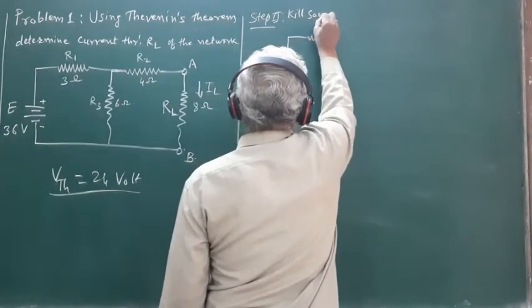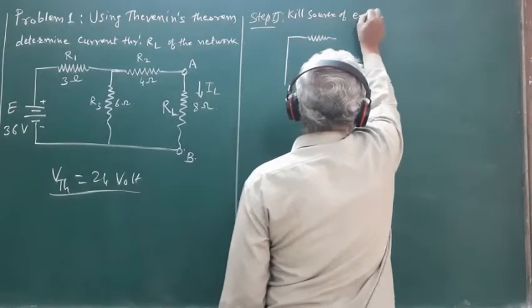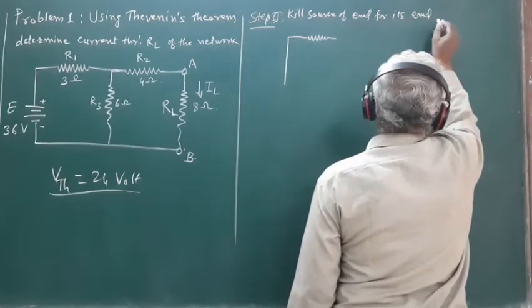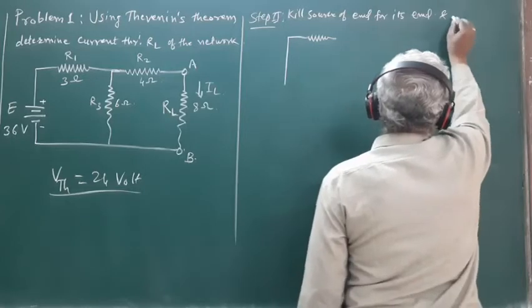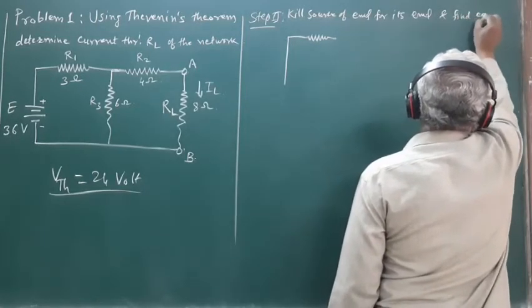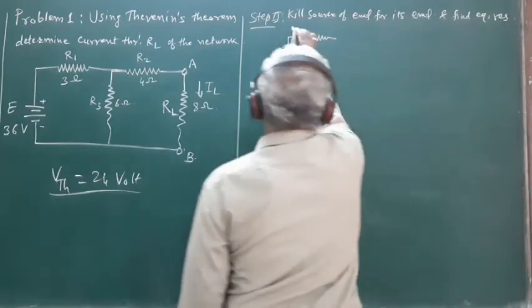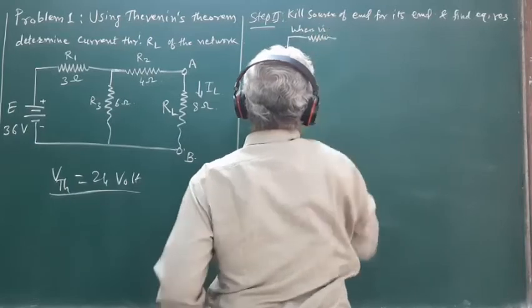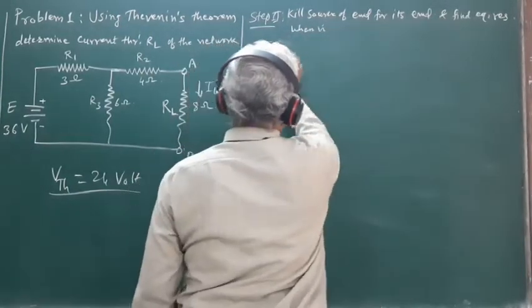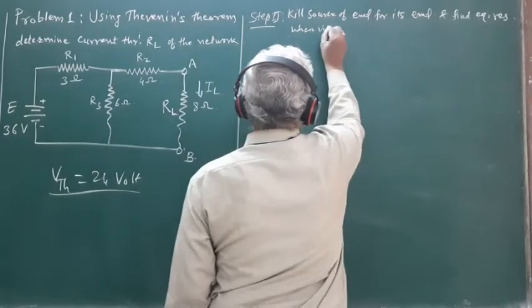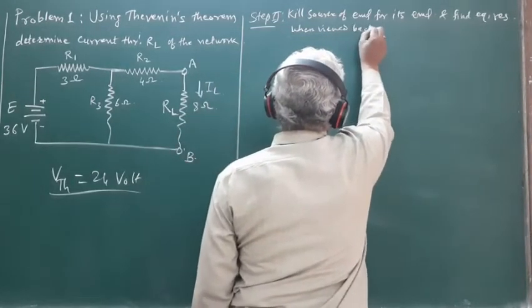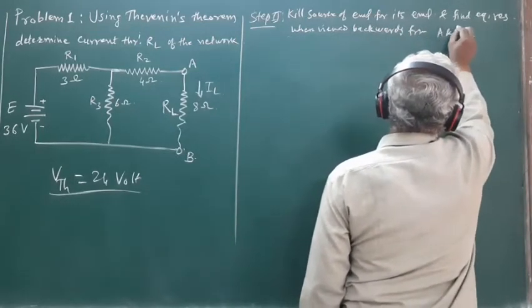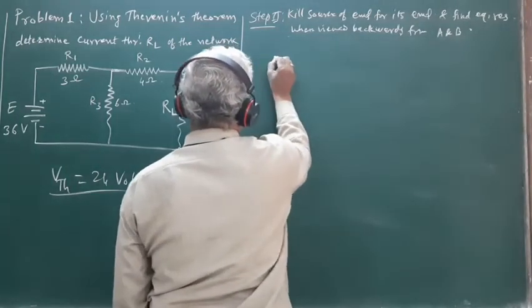Kill the source of EMF for its EMF, and find the equivalent resistance when viewed backwards from A and B. So the network will take the form.